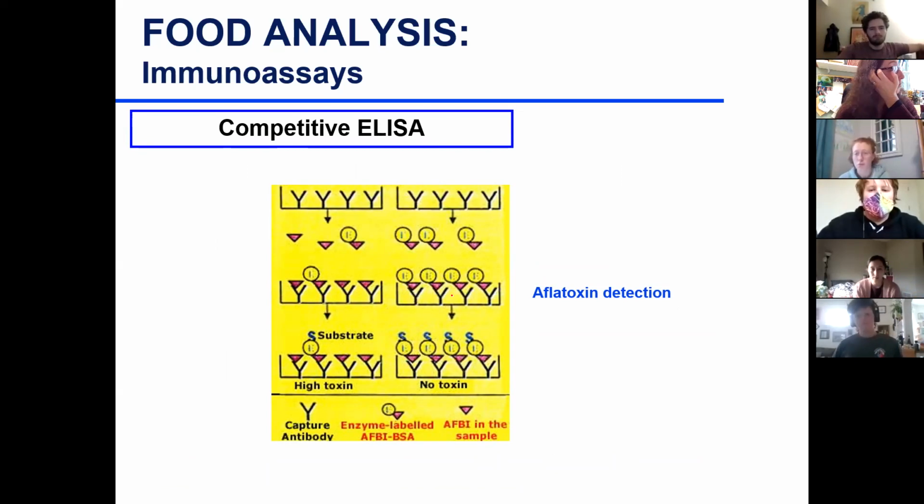This is just to show you an application, for example, aflatoxin detection. A sample that is high in aflatoxin will have those triangles representing aflatoxin binding with my antibodies, and very little enzyme-labeled hapten binds. So therefore I get less absorption. Whereas if I have zero antigens in my sample, all of the labeled antibodies will bind and I'll get the highest absorption, and that means I have no toxin.